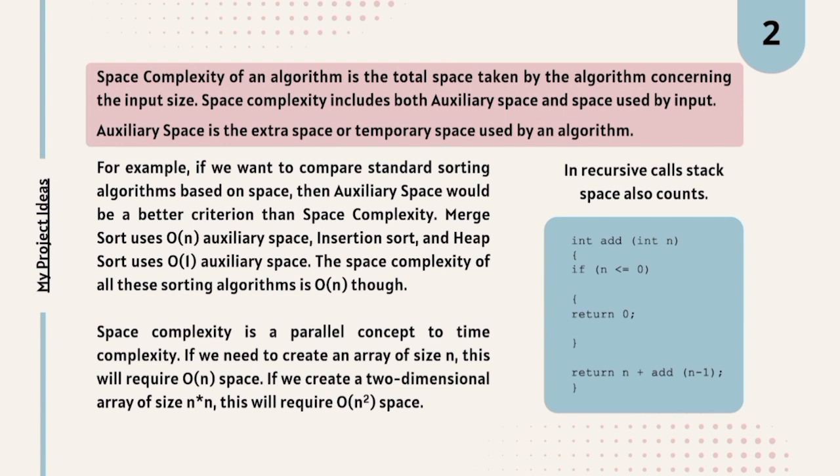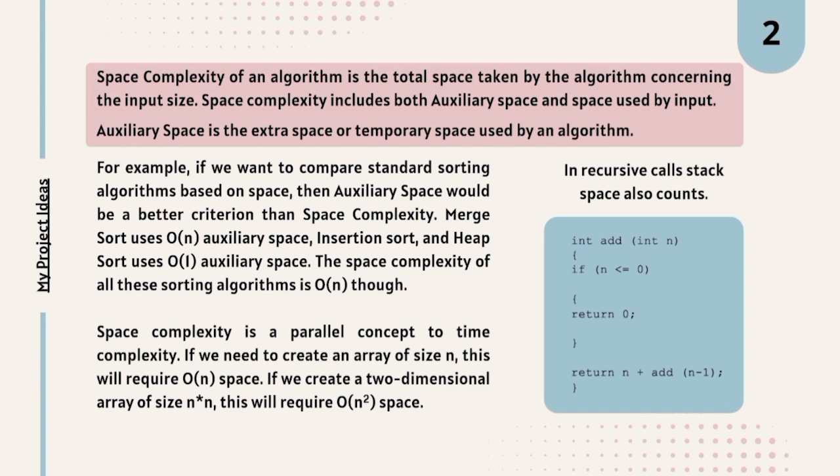So what is the space used by input? It depends on your input size. What is auxiliary space? It's a temporary space that can be used by the algorithm, like the recursive call stacks, those spaces also. Let's take an example.